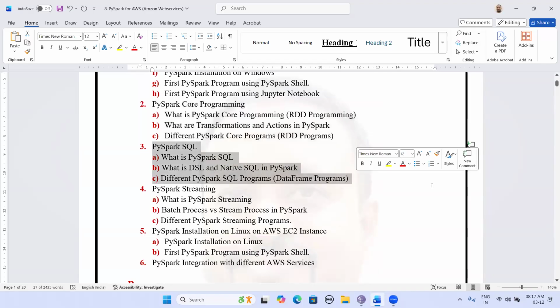Here we are going to understand what is PySpark SQL, what are data frames, what are tables, what is DSL, what is native SQL, how to write DSL queries, how to write native SQL queries. We are going to see different examples on data frames using DSL and native SQL.